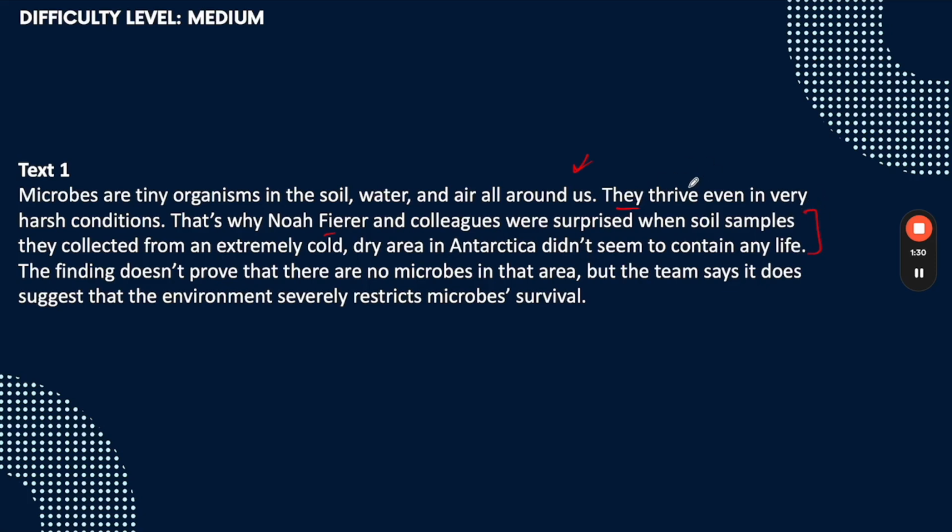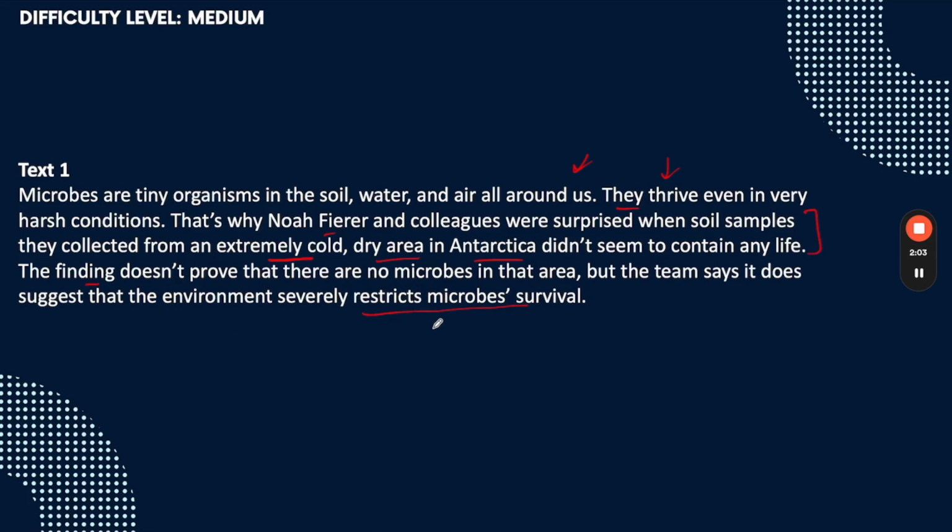In the previous sentence, they just mentioned that microbes can thrive in very harsh conditions. But when F and colleagues went to this particular place, an extremely cold and dry area in Antarctica, they found soil samples with no life in them, right? So this is a contradictory statement about microbes. The finding doesn't prove that there are no microbes in that area. So the finding doesn't really say that there were no microbes at all, but the team says that it does suggest that the environment severely restricts microbe survival.